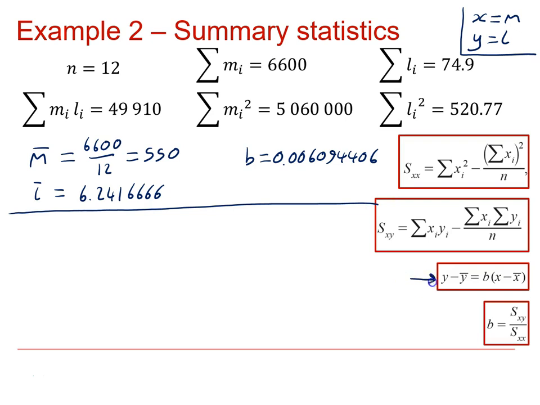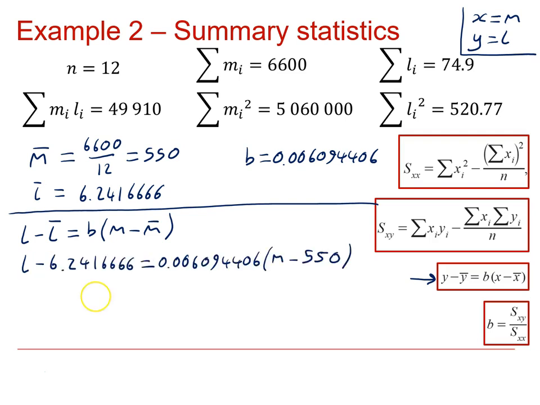Now finally, we want to use this form here. We recall that the y is equal to L, so that's going to be L minus L bar equals B times the x is the m, so m minus m bar. Pop all those numbers in. So then a quick rearranging of that and a quick bit of rounding leads us to L equals 0.00609 m plus 2.89. Each of those have been rounded to 3 significant figures.